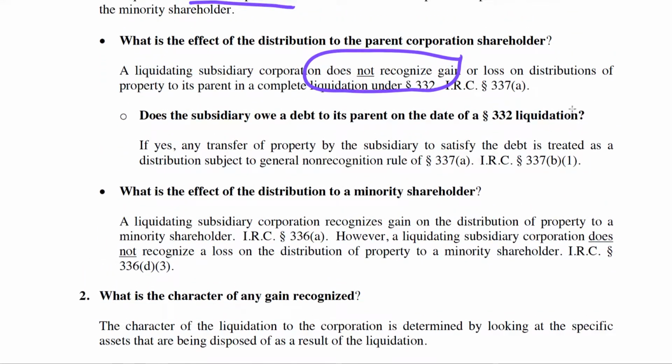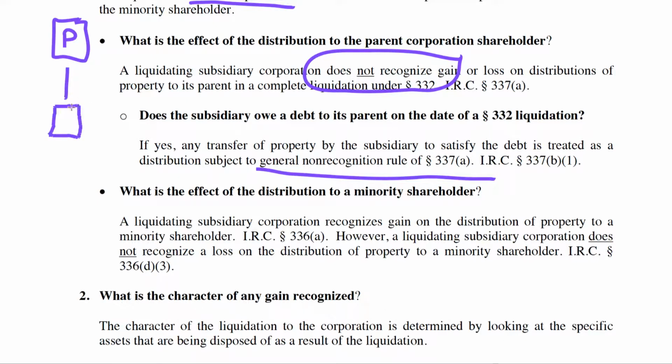So the consequences with respect to the parent, no gain or loss. What about if the subsidiary owes a debt to its parent? Then any property that's subject to the debt is treated as a distribution subject to the general non-recognition rules. That's with respect to liabilities and debts. What about the effects? That's the one part, that is the parent to the subsidiary, and that's the 80%.